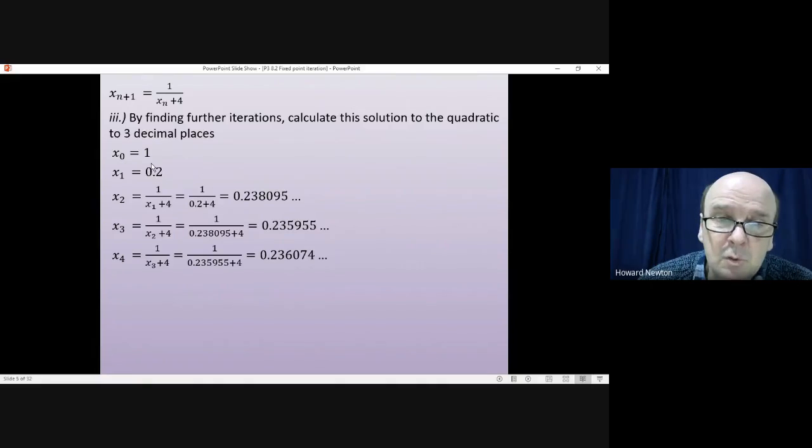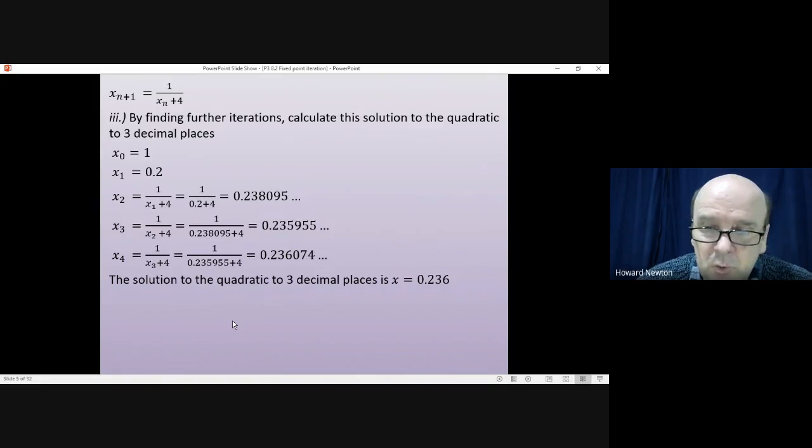So the real solution will be between 1 and 0.2. It'll be between 0.2 and 0.238. And by the time we get down here, we know that the real solution will be between 0.2359 and 0.2360. Now, any number between those two will be 0.236 to 3 decimal places. So at this point, we can stop and say that the solution to the quadratic to 3 decimal places must be x equals 0.236.